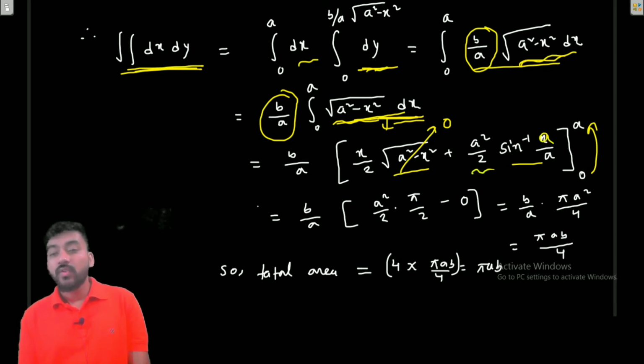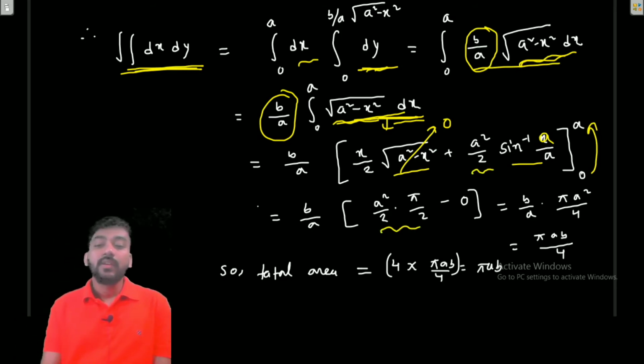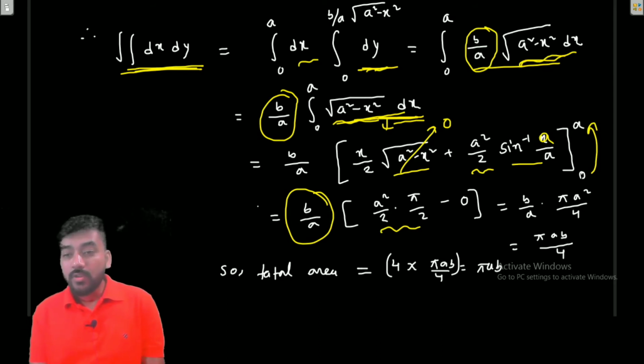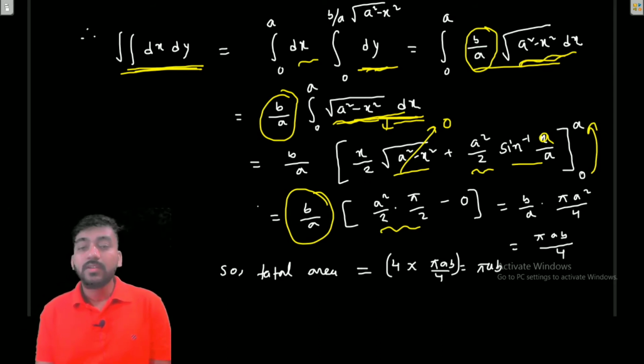So this a square by 2 will survive, and here 1, here pi by 2. So the first term will be a square by 2 into pi by 2, and b by a will be there. And now minus, you have to put the lower limit. If you put the lower limit, obviously this term will vanish, and this term will also vanish, because here is x. So if you put x is equal to 0, then it will be 0.